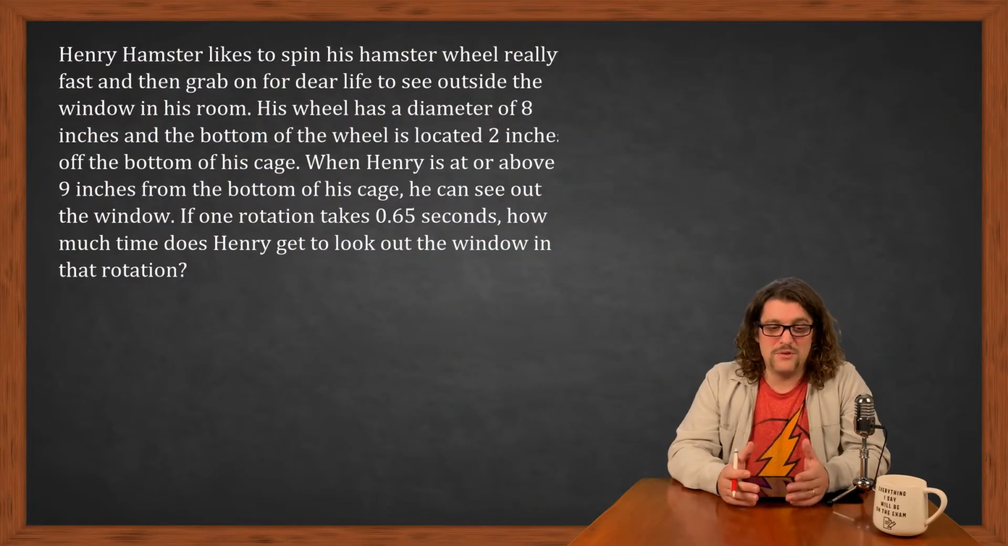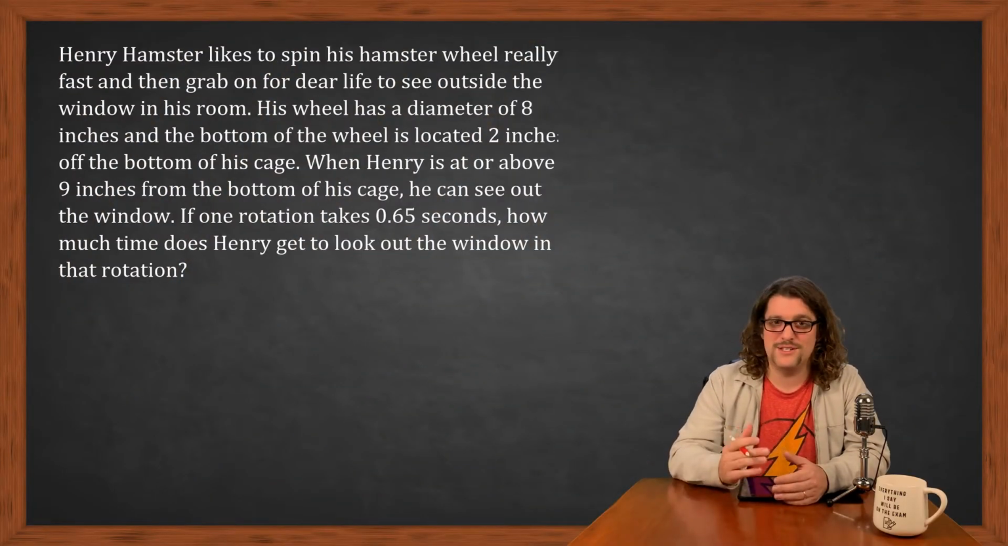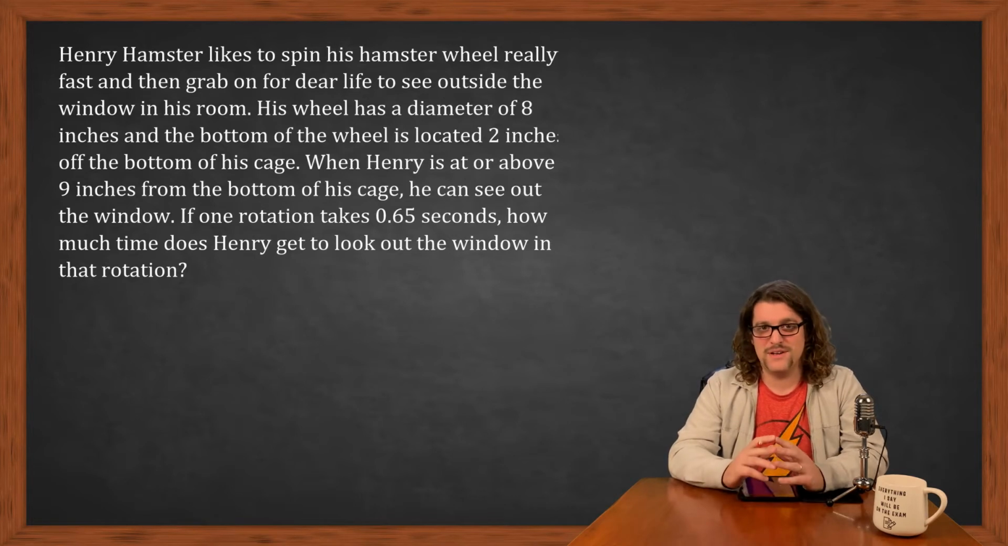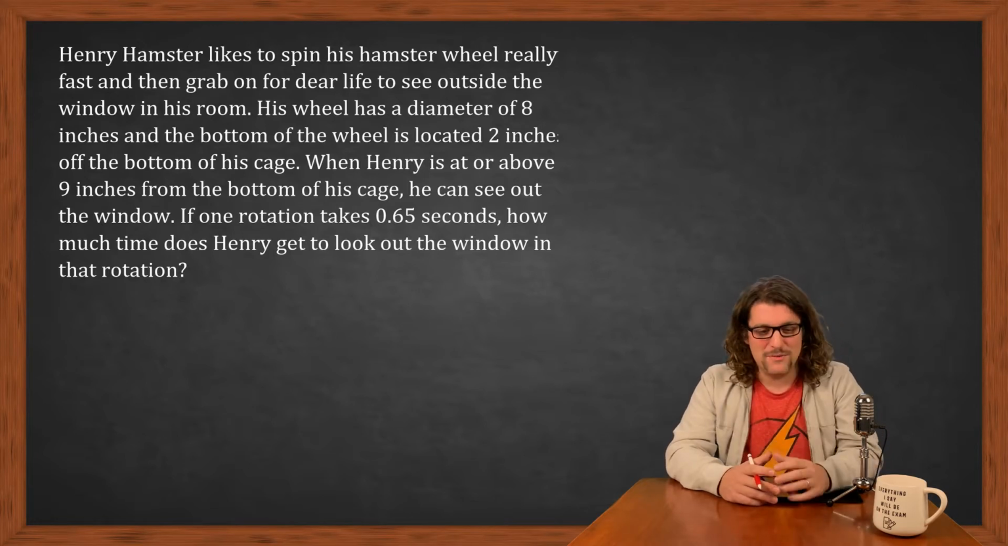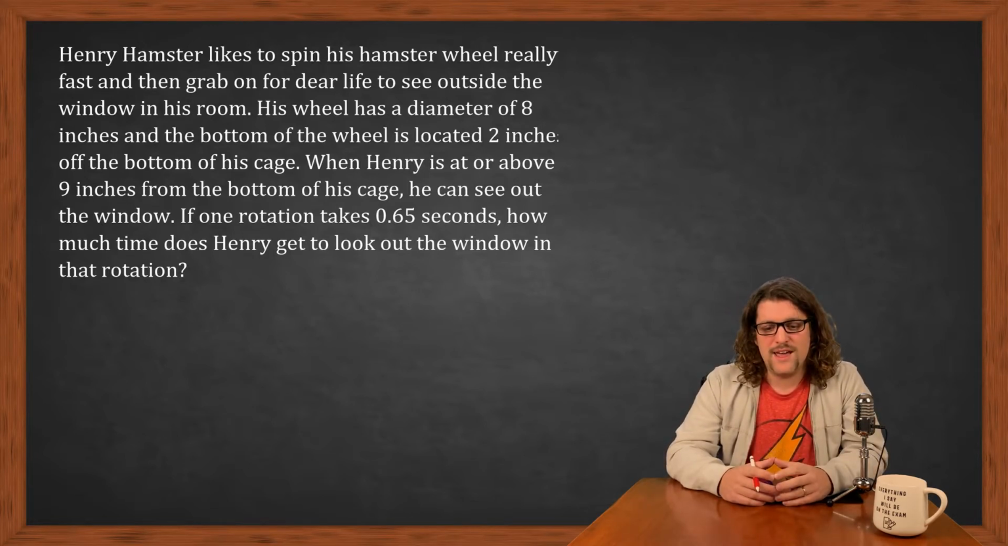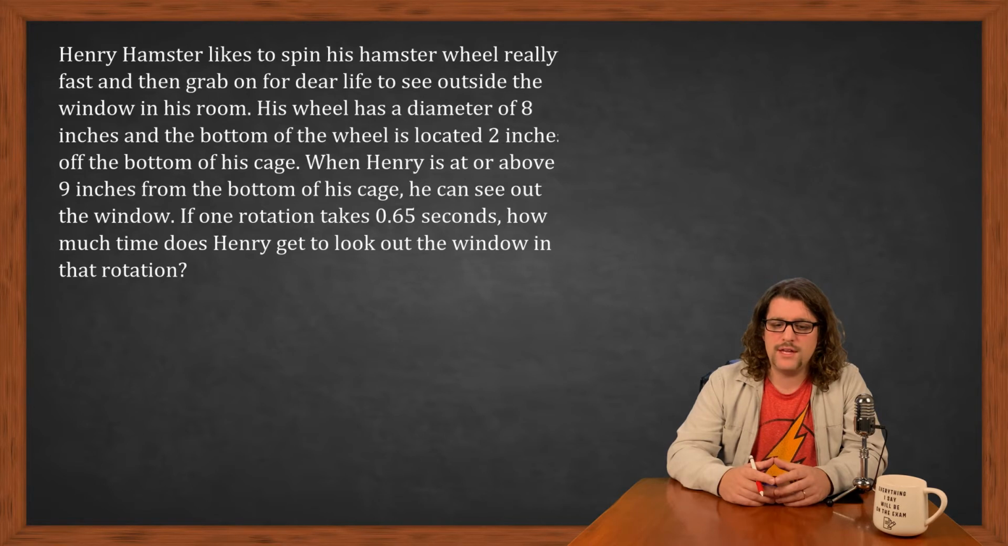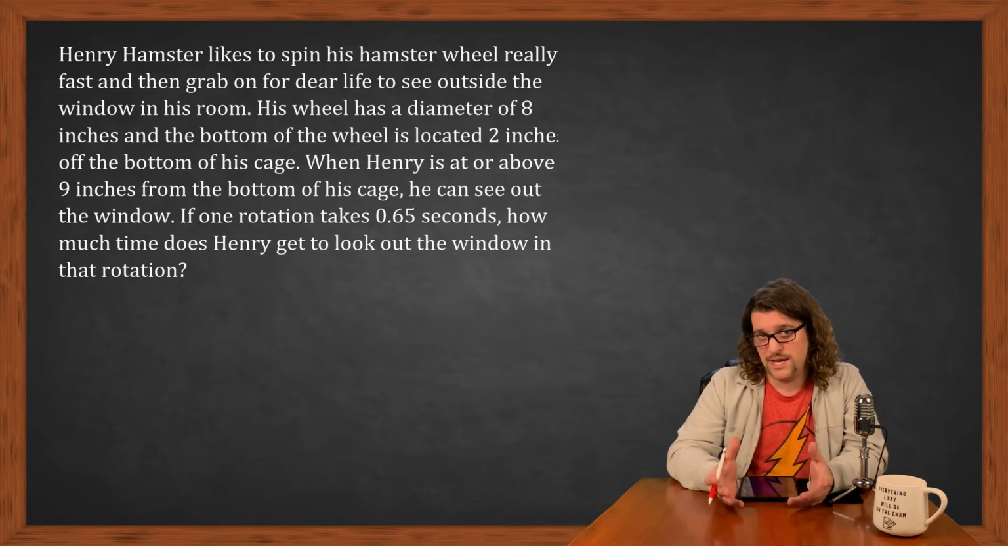All right, I'm going to insult you a little bit, and I'm going to read to you. Apparently I like the sound of my own voice, but here goes. Henry Hamster likes to spin his hamster wheel really fast and then grab on for dear life to see outside the window in his room. His wheel has a diameter of 8 inches, and the bottom of the wheel is located 2 inches off the bottom of his cage. When Henry is at or above 9 inches from the bottom of his cage, he can see out the window. If one rotation takes 0.65 seconds, how much time does Henry get to look out the window in that first rotation?